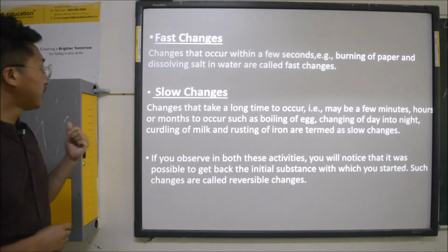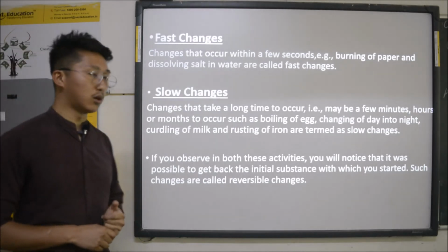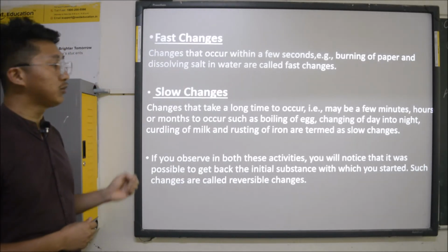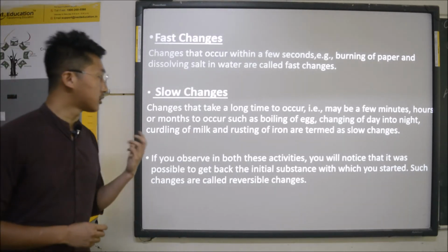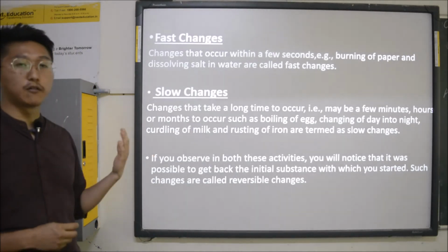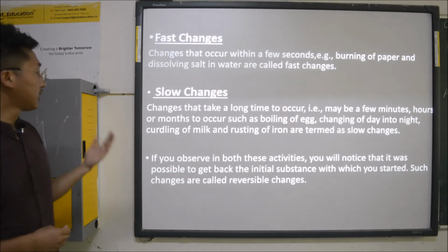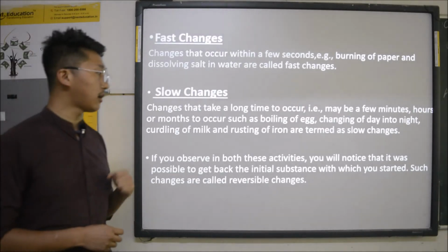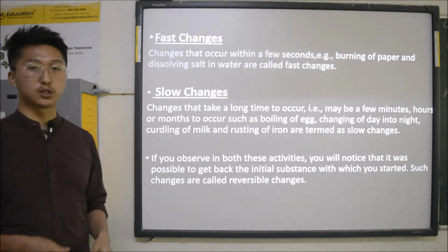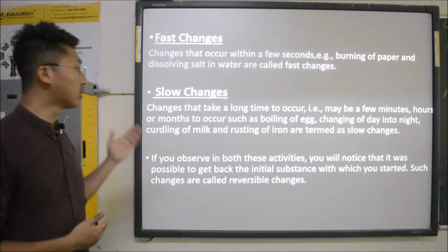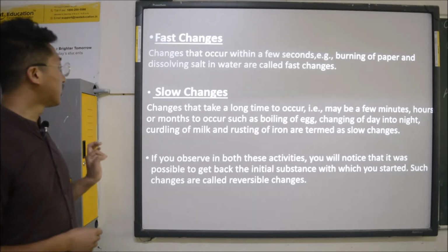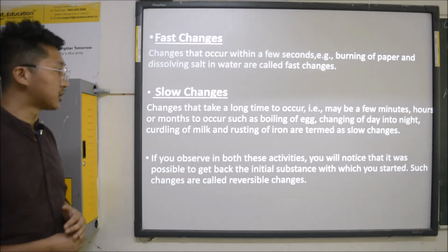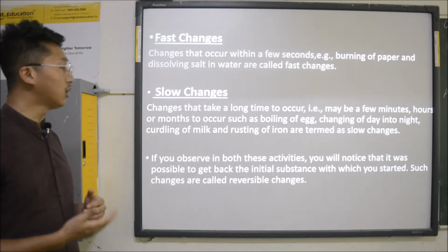Slow changes means changes that take a long time to occur, that is maybe a few minutes, hours or a month to occur, such as boiling of egg, changing of day into night, curdling of milk and rusting of iron. These are termed as slow changes. There is a slow change going on in all these examples. So it takes a lot of time.